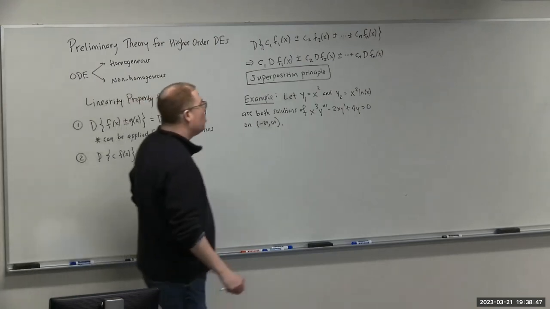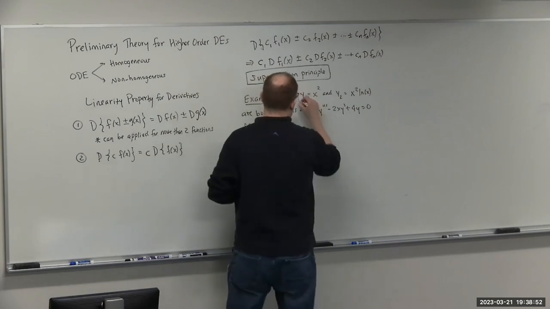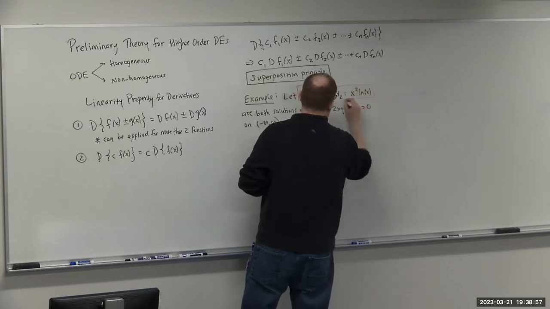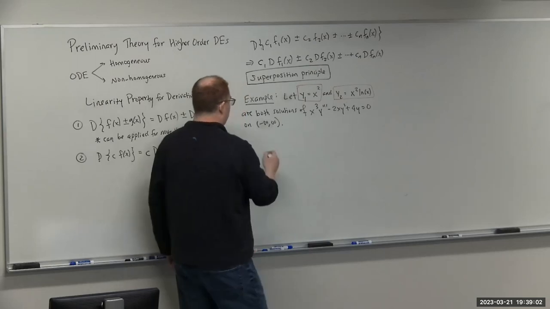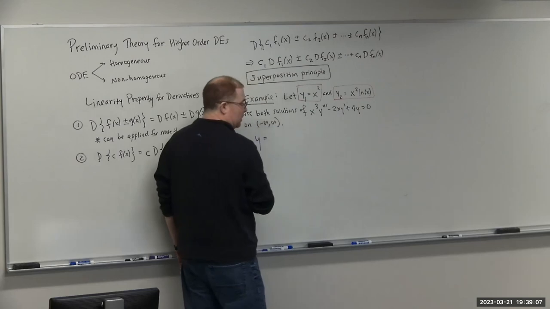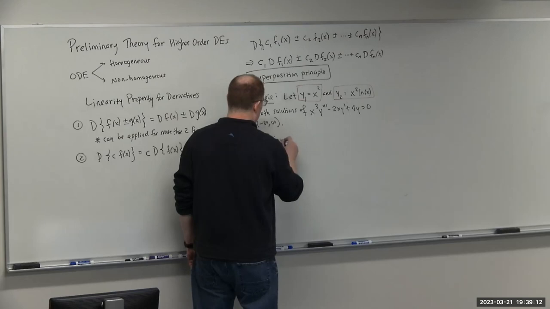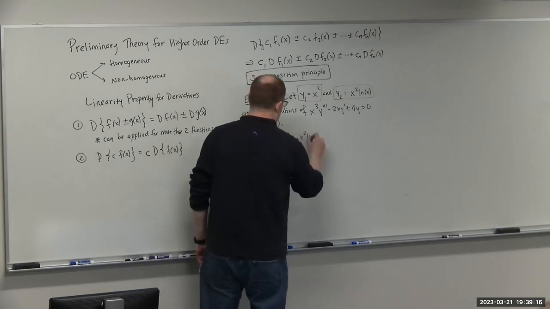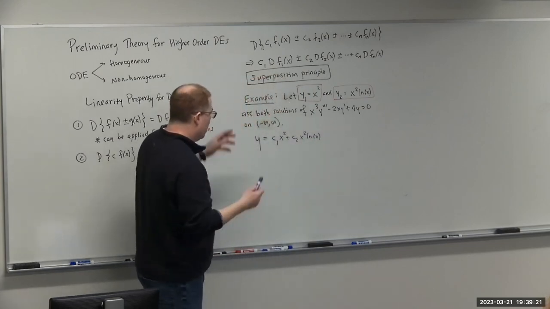So we know automatically because of this, we can use the superposition principle. So y is going to be equal to c1 times x squared plus c2 times x squared natural log x. So that's using the superposition principle.